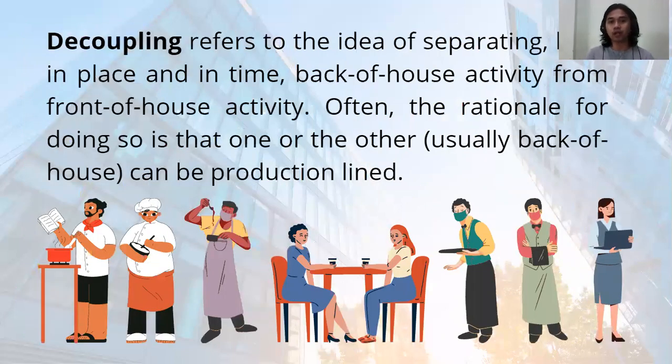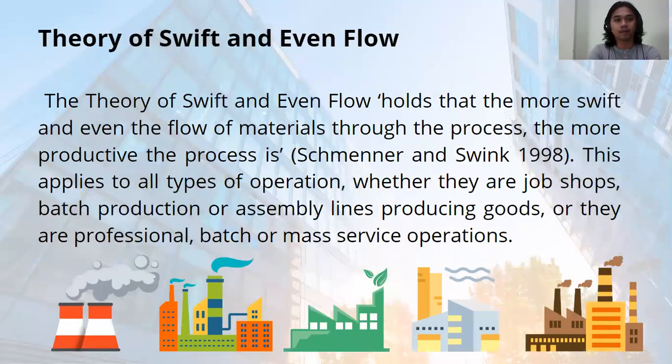We also have a trend called decoupling, or the separation of the back of the house activity and the front of the house activity. For large establishments, it has to be separated so that there is an efficient distribution of work, and thus you could apply the McDonaldization or the production line, just like how it's being done at the back of the house, just like what I have mentioned a while ago.